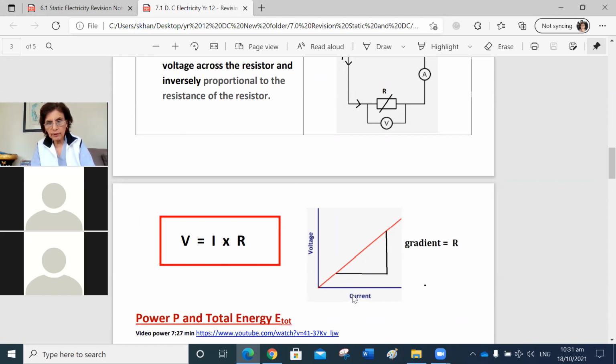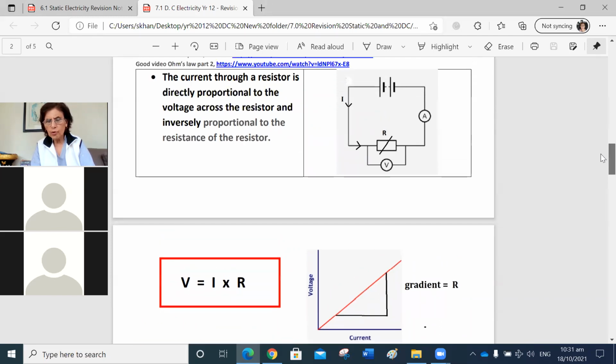And the gradient of the graph gives you the resistance for the voltage-current graph. So that's the basic principle of Ohm's law.